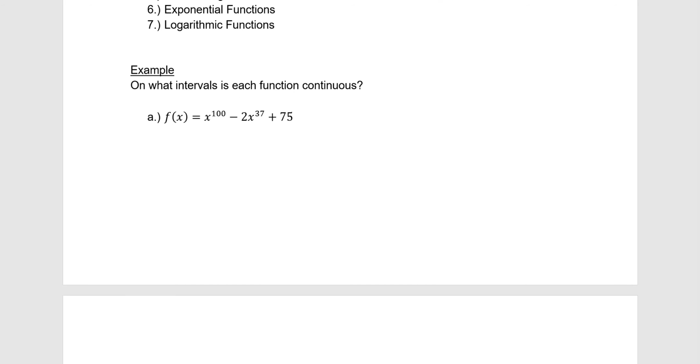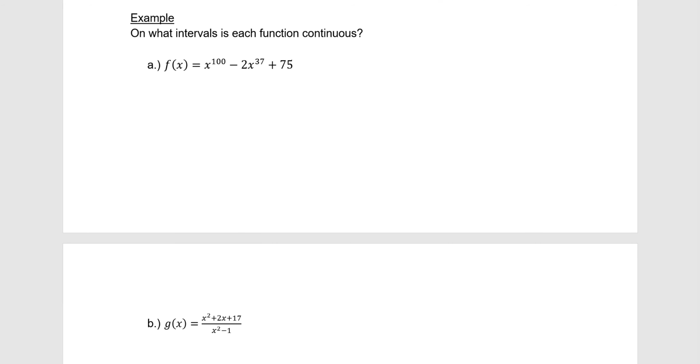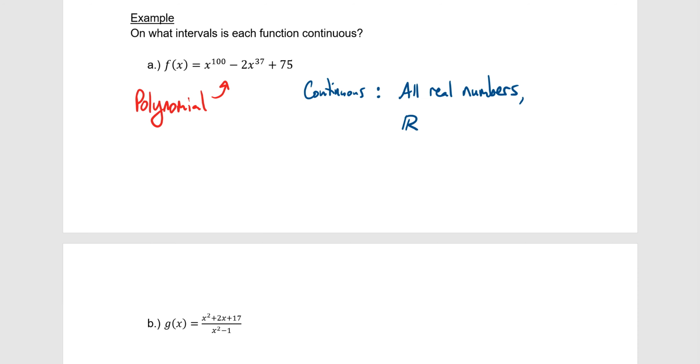Okay, let's go ahead and see some of these as an example. On which intervals is each function continuous? First one, f of x equals x to the 100th minus 2x to the 37th plus 75. So this is a polynomial. A couple different ways we can write this. We can just write all real numbers. We can write the capital R, the set of real numbers, or we can write negative infinity to infinity. That is interval notation.